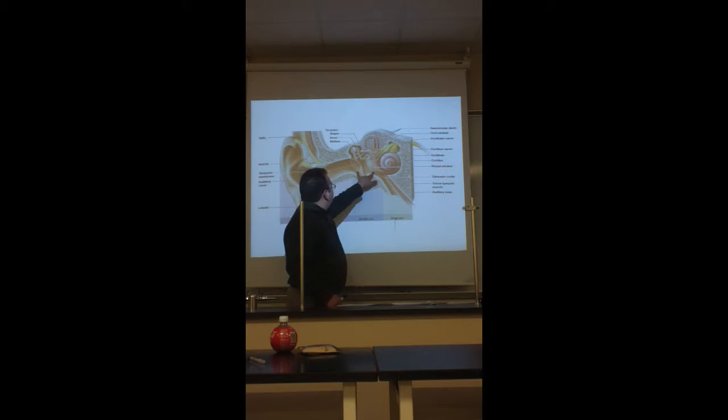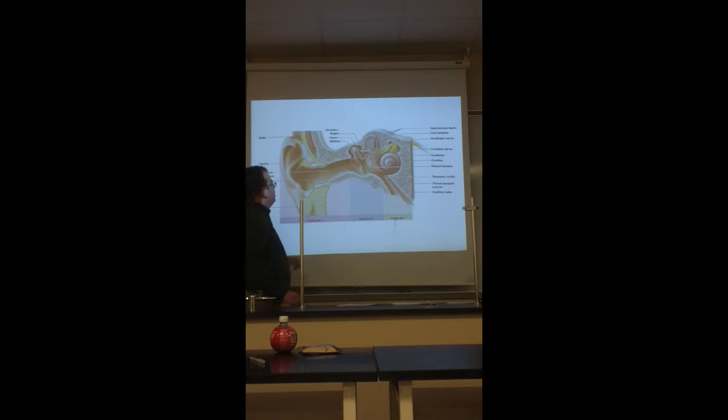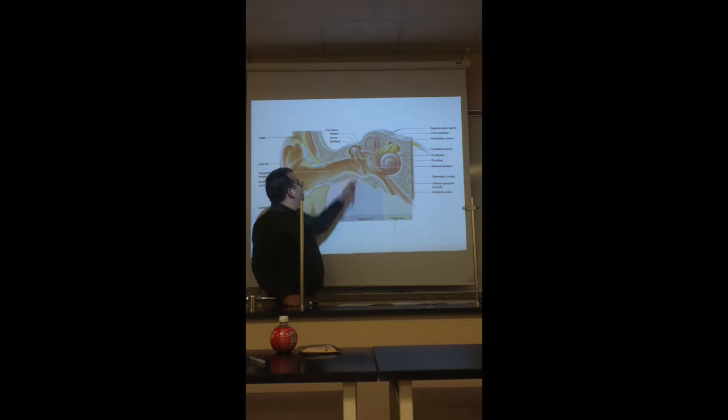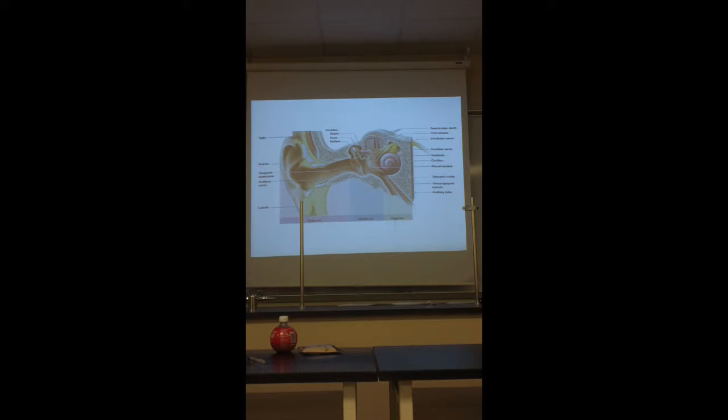The middle ear is here. Okay? The middle ear consists of the tympanic membrane, the eardrum, we call it tympanic membrane, and three different bones we call the ossicles. Ossicles. Okay? So we have 3 bones in your left ear, you have 3 bones in your right ear.